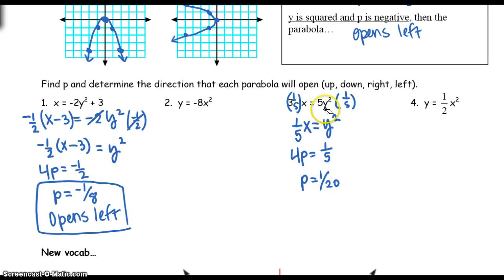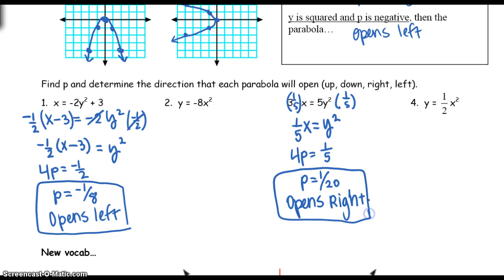Now, my y is squared here, so that means it's either going to open left or it's going to open right. But since my p-value is positive, it opens in the positive way. So this is going to open to the right. So it opens right, like that. Let's go ahead and talk about number 4.